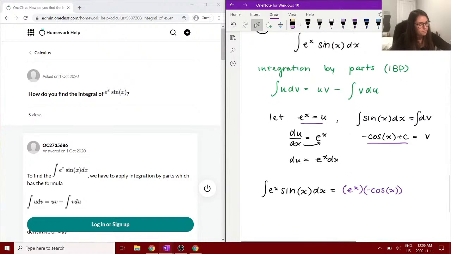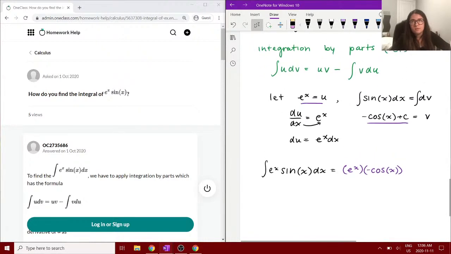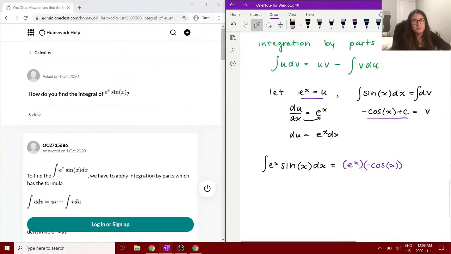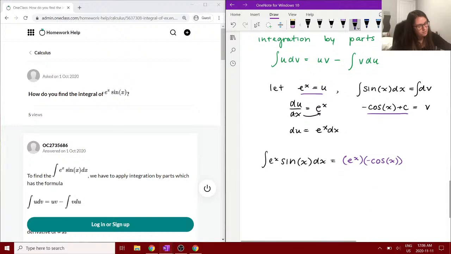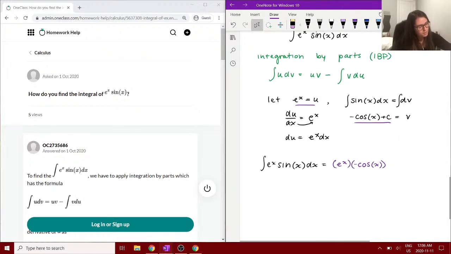How much am I blocking here? Oh, just the IBP. Okay. And then, zooming out a little bit, we have minus the integral of v.